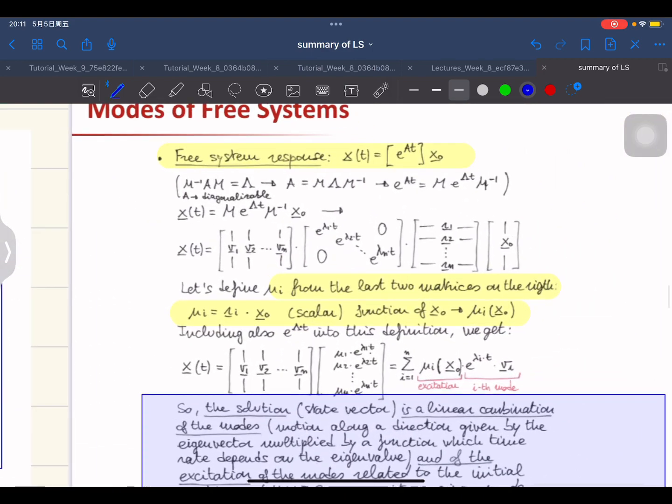Let's introduce more about modes of free systems. The free system response S(t) equals e to the At times S0, matrix. Okay, this is the free system response. And we also know the relationship, something like this. Okay, and now we're using, let me see.